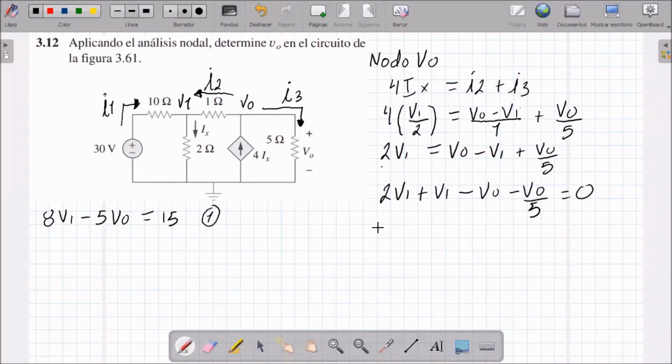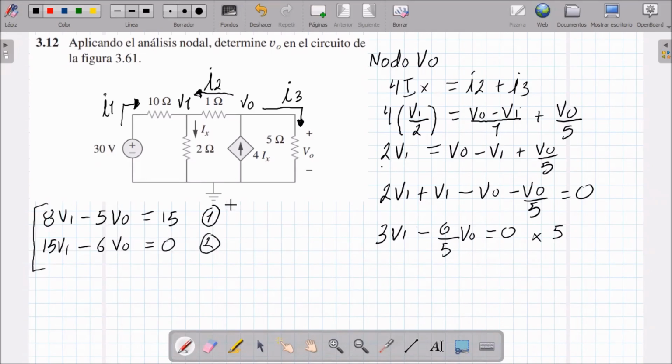Well, now what we have to do is apply algebra. Then this would look like V1 times 1 minus 1 minus 1/5, which would be minus 6/5 of V sub 0. Should this be equal to 0? So, if I multiply this by 5 also to eliminate this denominator we will have 15 V1 minus 6 V sub 0 equals 0. This is our equation 2 ready.